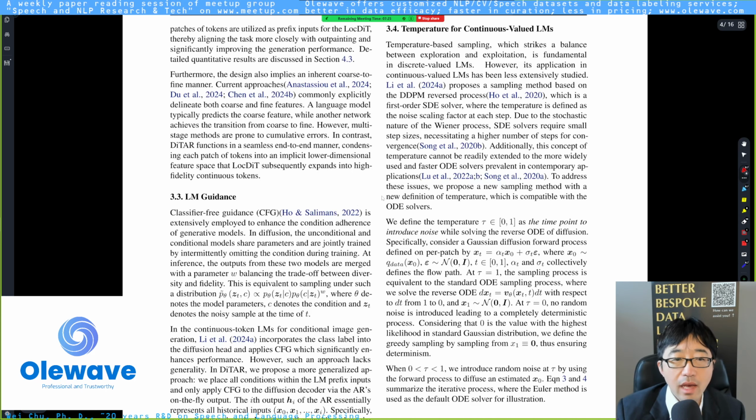So this is not new. Classifier free guidance, CFG, is used to enhance the condition adherence of a generative model. And in diffusion, you can have two states, which is either unconditional or conditional. Okay. In their work, they're sharing the condition model.